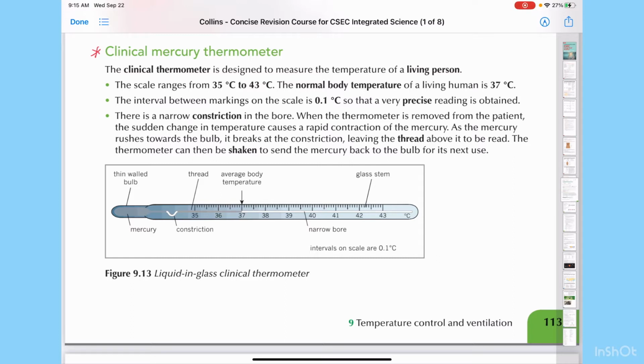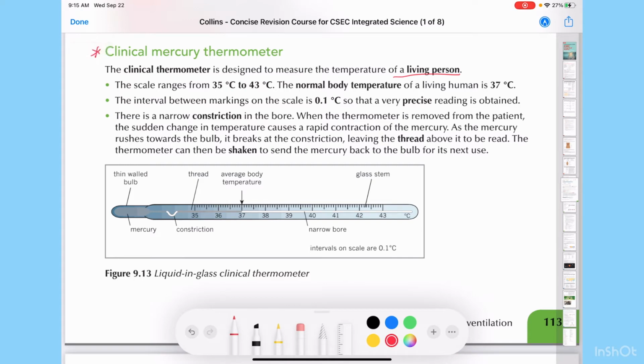So the clinical mercury thermometer, it's designed especially for measuring the temperature of a living person. Very important to note that. Alright, now you want it to be more accurate because body temperatures do not vary in large quantities. So why do we need to use a thermometer that goes from 0 to 100, where we can use a smaller scale or a smaller range of values? So clinical thermometers go typically from 35 degrees Celsius to 43 degrees Celsius. So that way it is in close range with the normal body temperature.